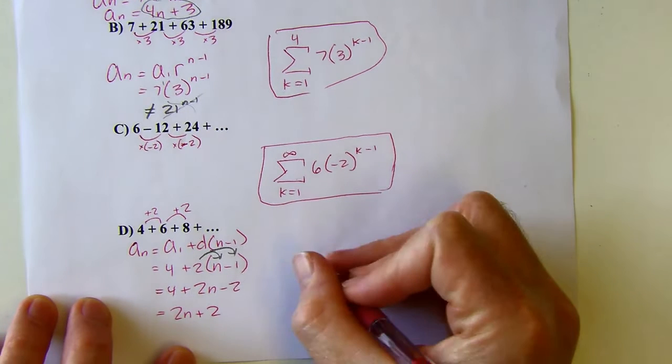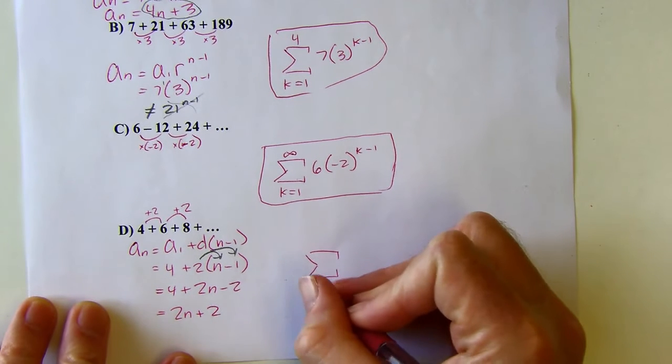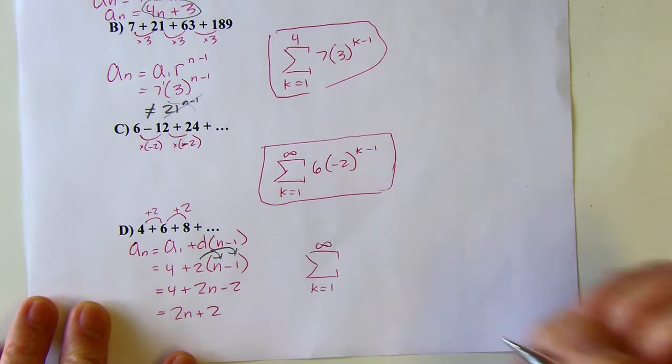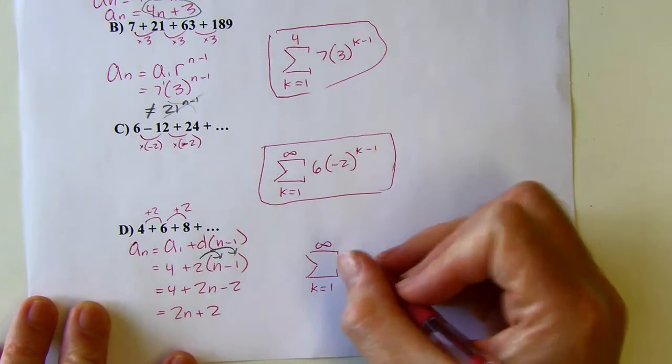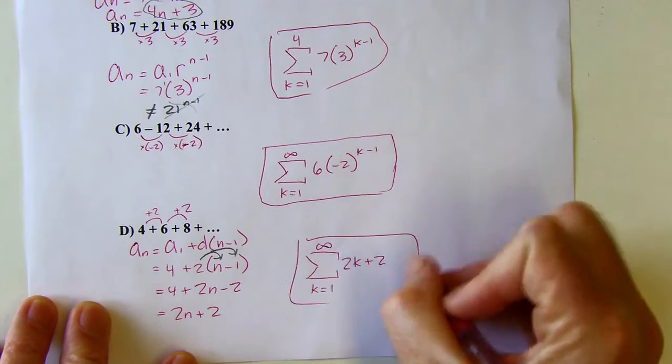Okay, so now I'm ready to write a series. I always like to use k, and this is an infinite series, so it goes on infinitely, and I've got 2k plus 2.